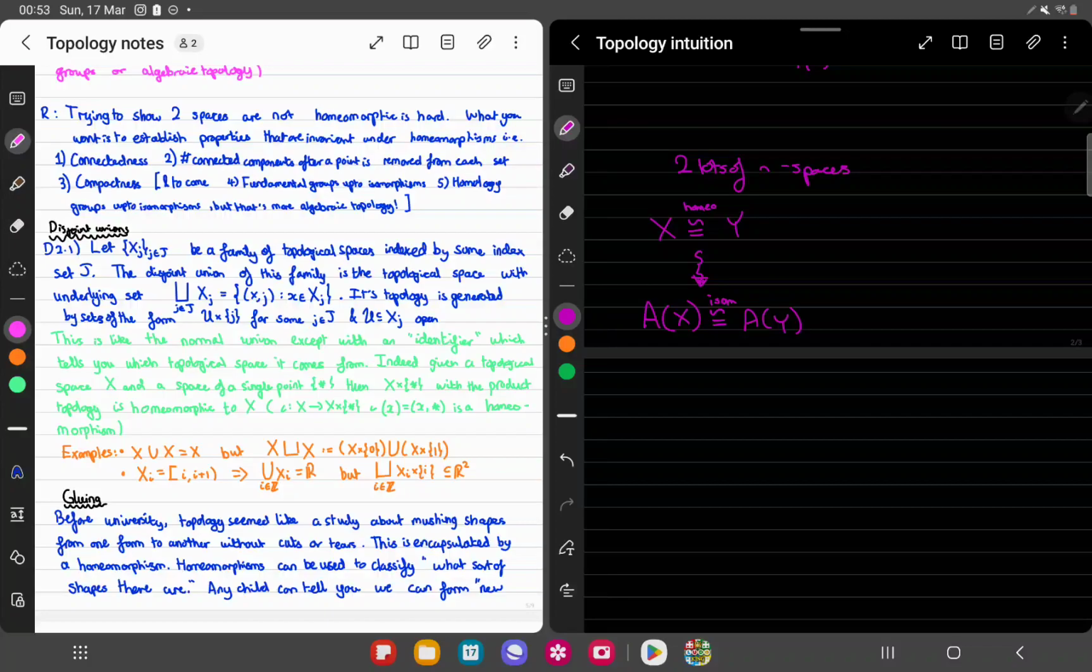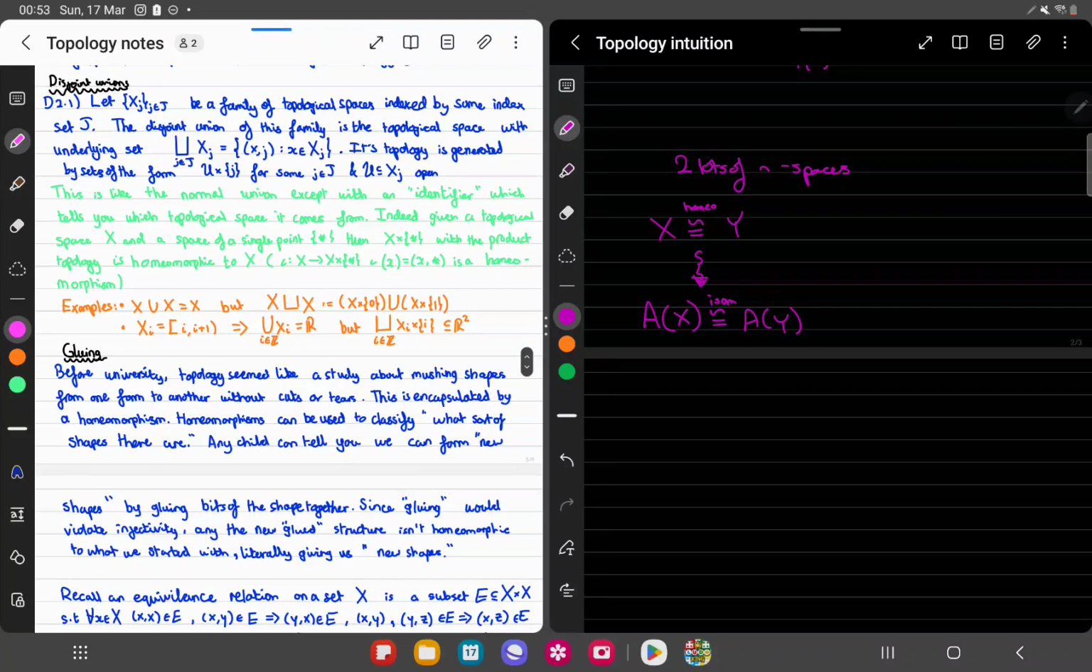So this is like the normal union, except with an identifier which tells us which topological space it comes from. Indeed, given a topological space X and the space of a single point, star, they usually use star for single points, then X cross star with the product topology is homeomorphic to X itself. So they basically have the same topological structure. Kind of neat, but they're not exactly the same thing as unions.